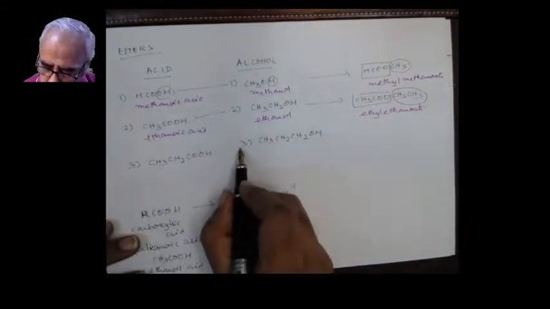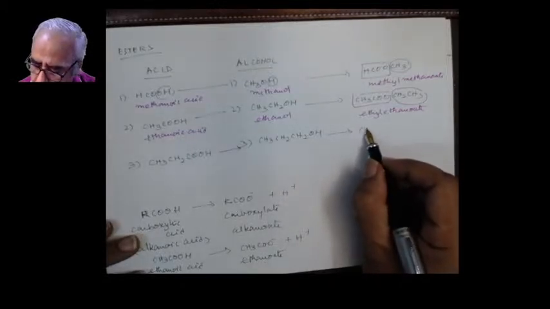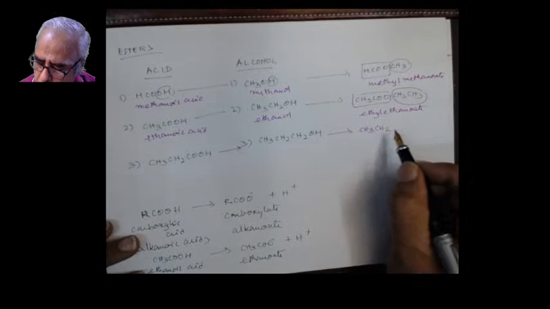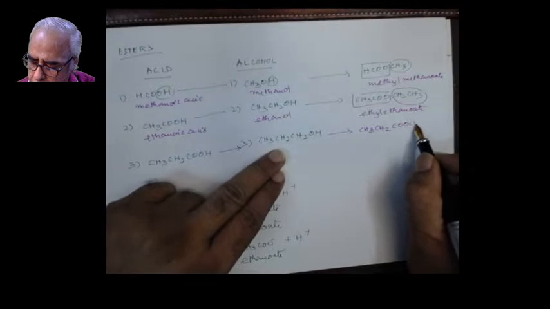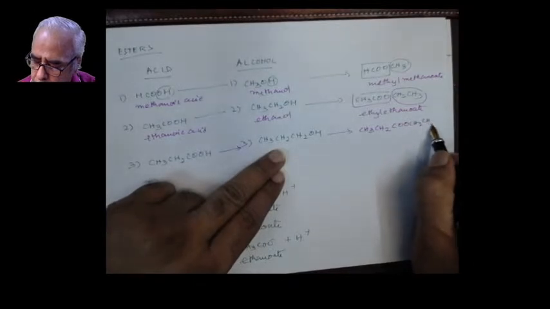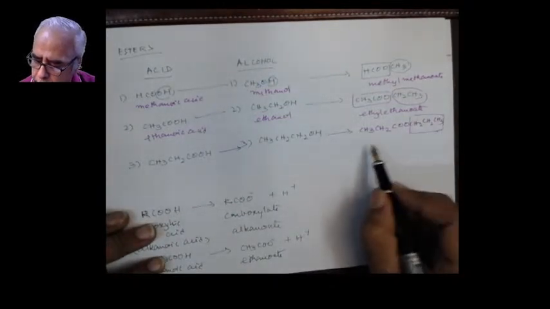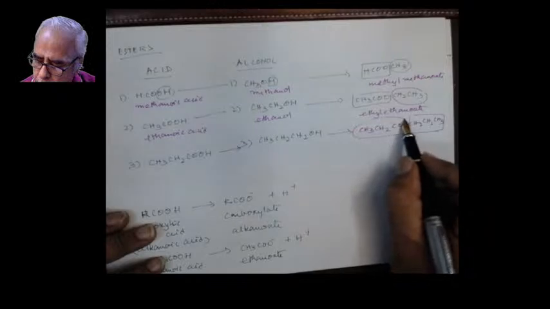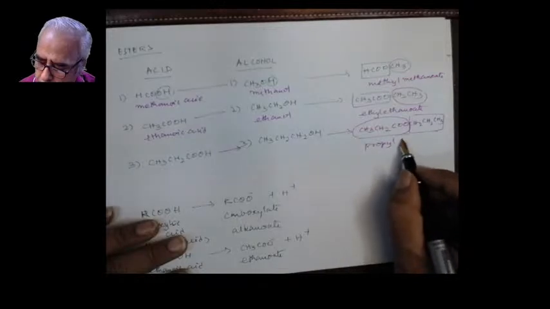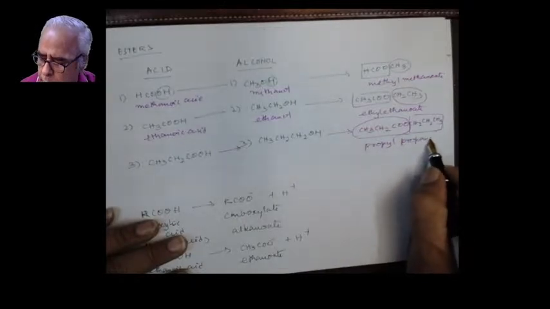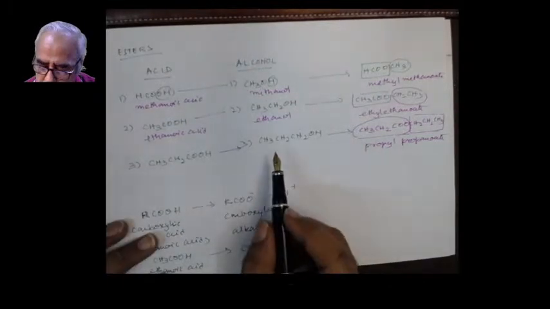Similarly, you have propionic acid. Now you can get CH3CH2COO and then CH2CH3. So what do you call it? This is propyl and this one is propanoate. So propyl propanoate. Got it? Propyl propanoate.